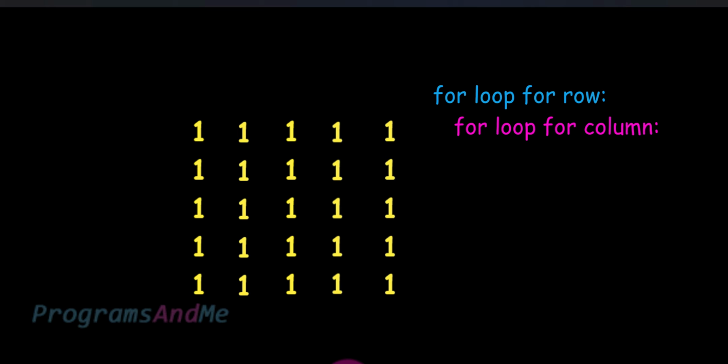Why? Because here we'll print pattern like this. Start from the first row. Print all the numbers in the column, all the columns. After completing a row, go to the next row and print the numbers in every column. After completing that row, go to the next row, like that. So outer for loop will be for loop for row. Inside that we'll take the for loop for column.